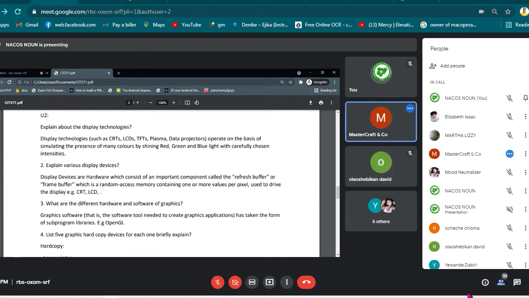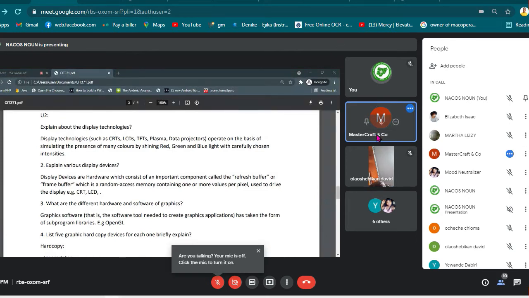From that word display, you should know that this has to do with something that is giving you an output. So display technologies such as your CRTs, your LCDs, your TFTs. I don't know the full meaning of that one, but your CRT means cathode ray tube. Your LCD means liquid crystal display. I don't know about that TFT. Oh yeah, that's it, thin film transistor. Your TFT is a thin film transistor. Your CRT is called your cathode ray tube.